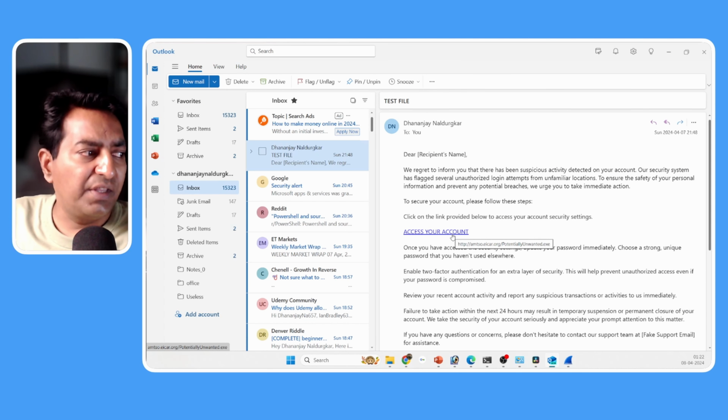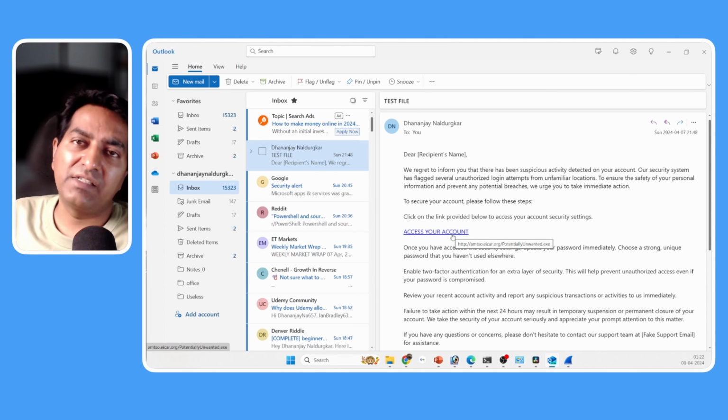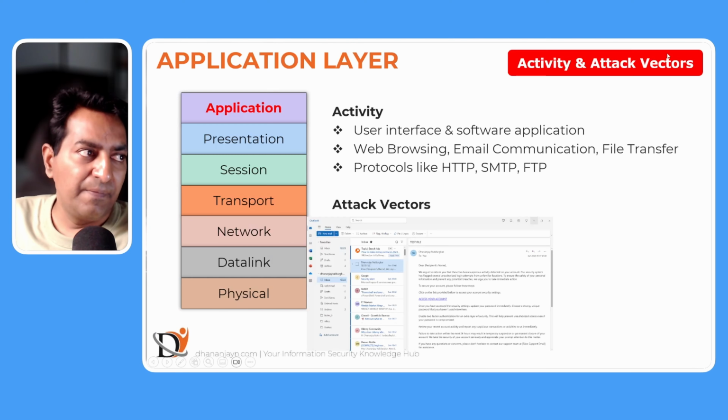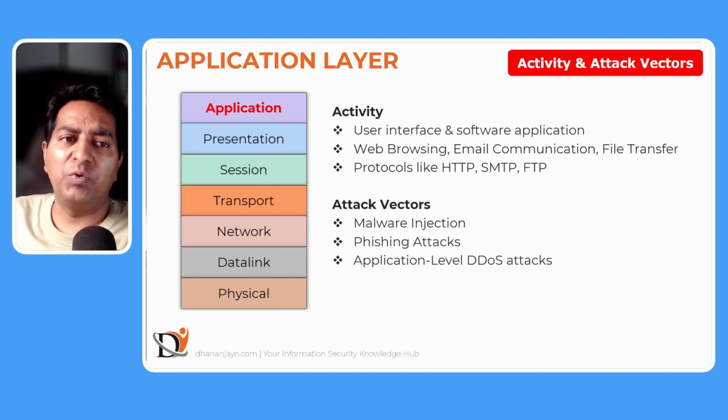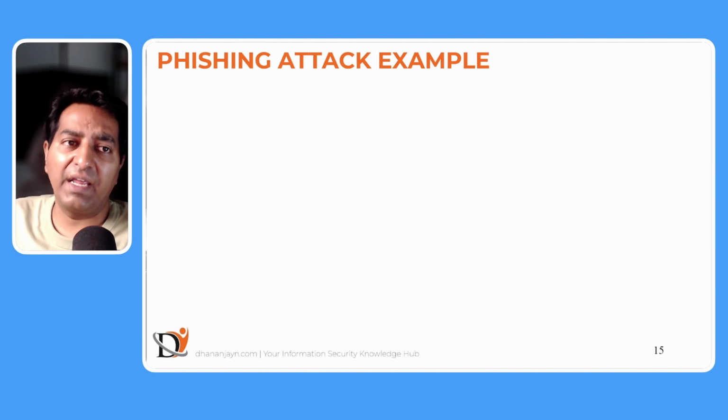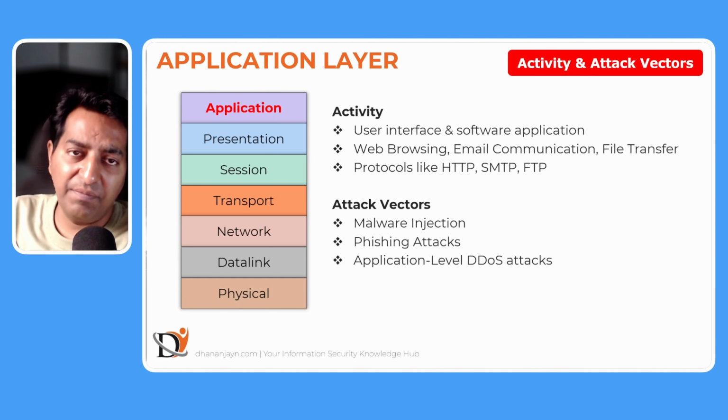And now you can see the actual link to which this particular link is pointing. So that's how you can safeguard yourself from such phishing attacks. So moving back to our topic, malware injection, phishing attack, or an application level DDoS attack are some of the attacks which may happen at this particular layer.